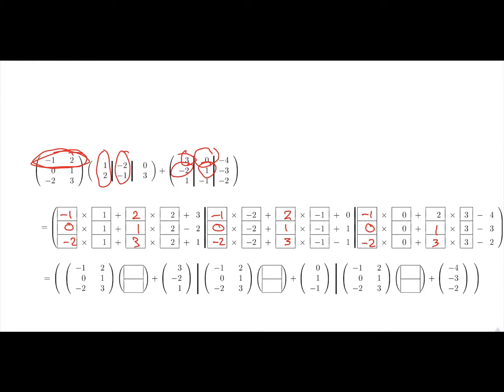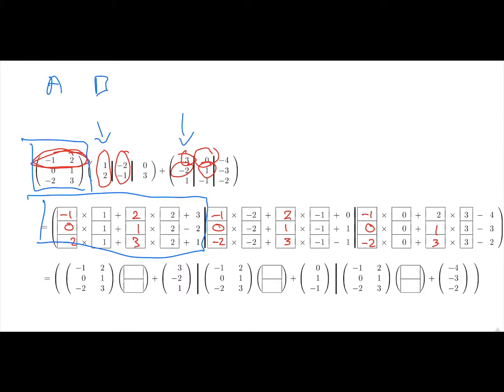If you now carefully look at the computation that happens here, what you recognize is that that's just this matrix times the first column added to this first column. This is matrix A, B, and C, so it's matrix A times the first column of B added to the first column of C. So we can write that as this right here.